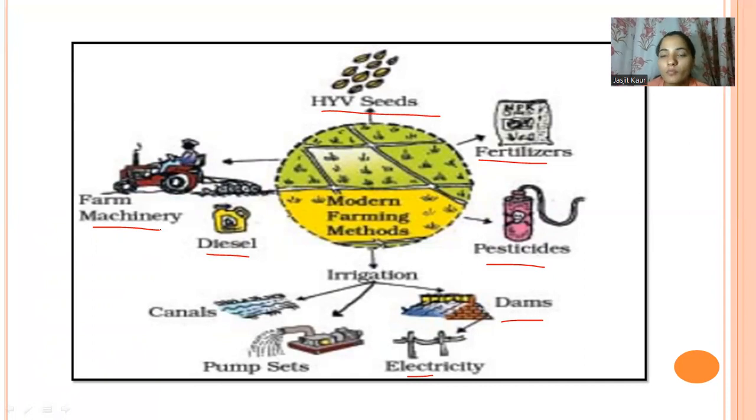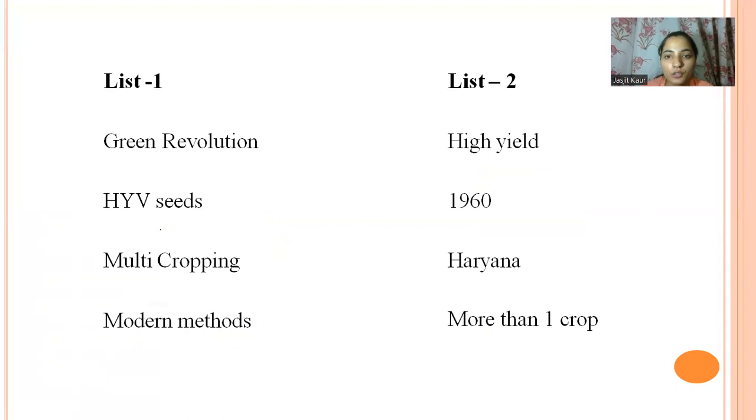Now moving forward, here is a match the following activity for you. You have to match list one with list two. You can take a screenshot of this and send it to me by email, or write your answer in the comment section, or send me the answer of this particular match the following on my email.